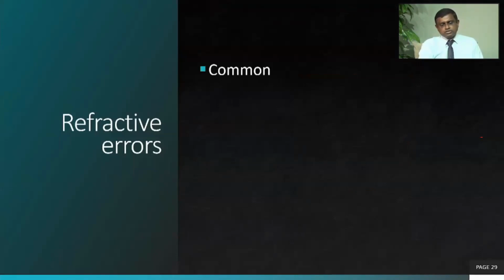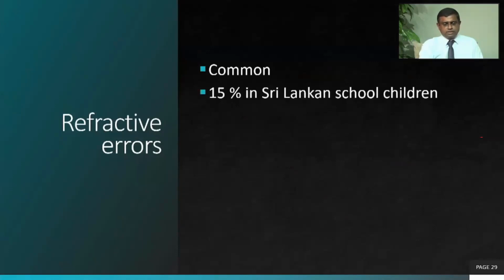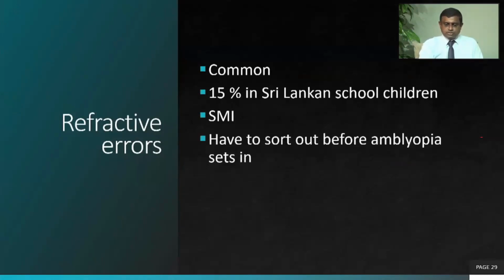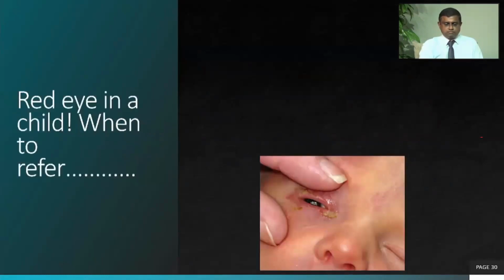And we'll move on to the next topic, refractive errors. Refractive errors are more common than we think. About 15% of Sri Lankan school children have refractive errors. School medical inspection does a tremendous job to detect these undetected refractive errors in children. And we have to sort out these refractive errors before the child gets permanent loss of vision.